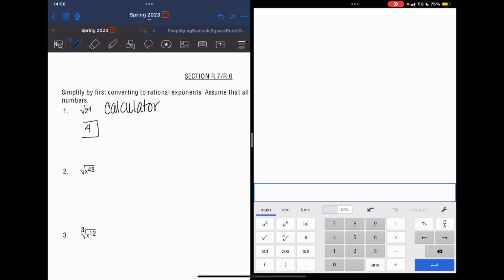Okay, so we're going to go ahead and look at R7, R6. Now, number 1, you can put in the calculator. This is the square root of 2 raised to the 4th power. Your answer is going to be 4. Now, number 2 is a little bit different.